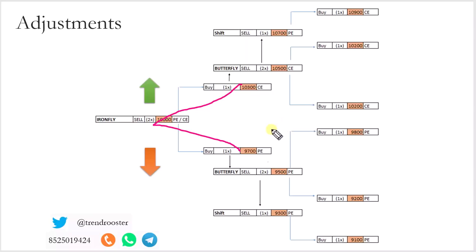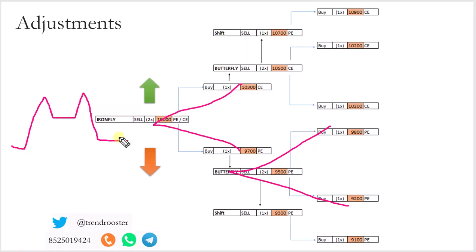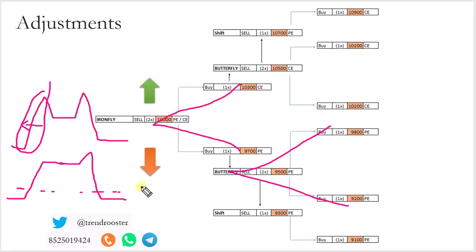And then when the market moves this side, you will be adding one more butterfly layer, and the results are like this. If the market moves further down, we basically shift this credit spread lower. So basically like this, right? This is how it works. Anything further, you have to keep shifting it to make it profit.